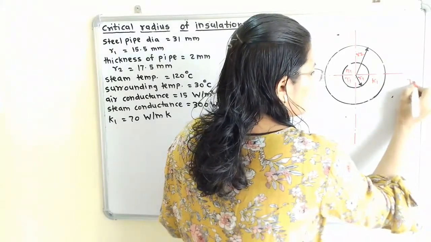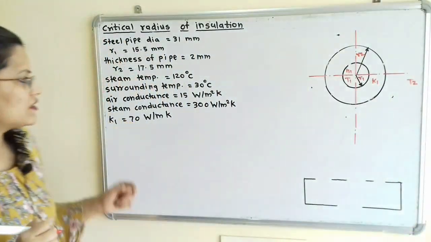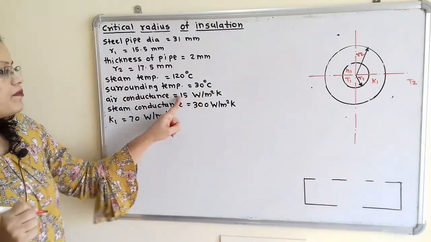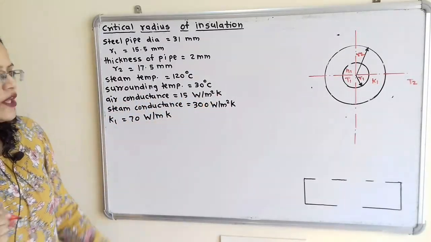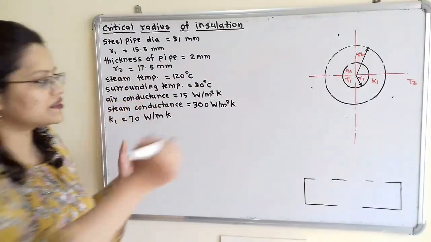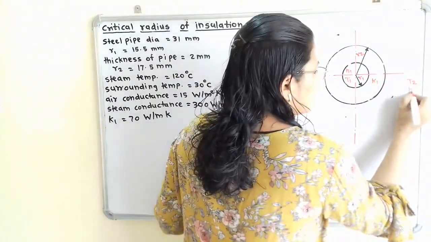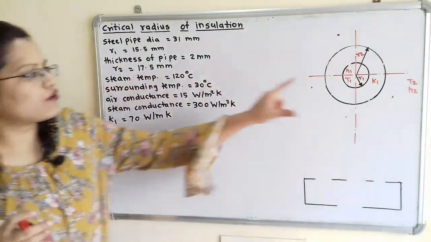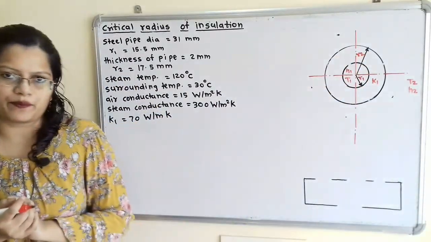So we will mention here temperature T2 for the surrounding air, and the air conductance is also given, 15 Watt per meter square Kelvin. Here the temperature is T2, that is suffix 2 is used, so we will consider this conductance as H2. So this is the data given, and we have to plot this data in this diagram.